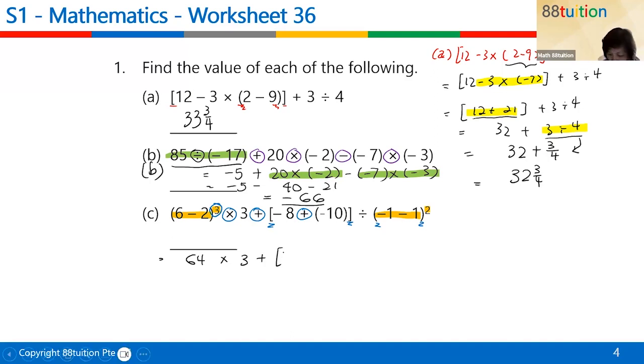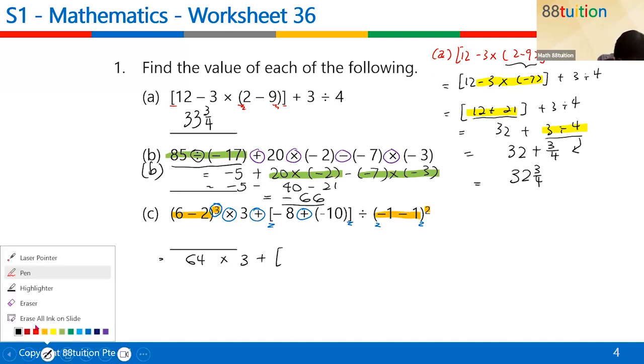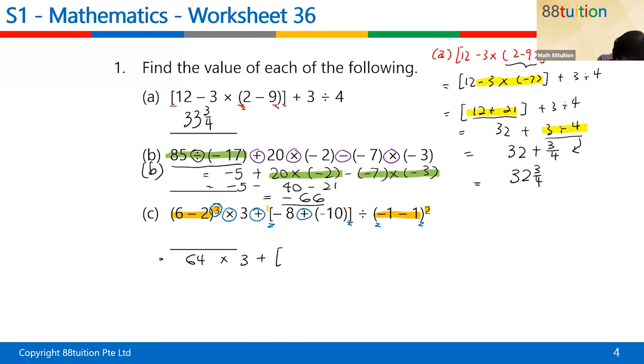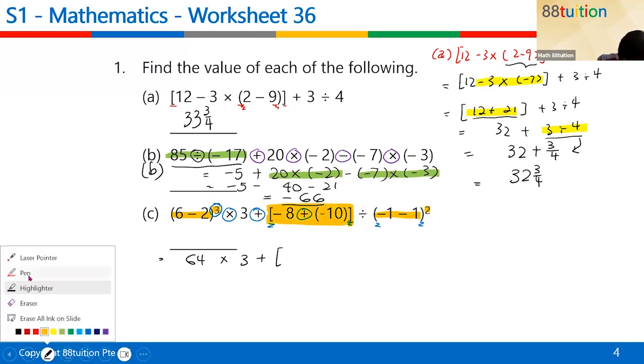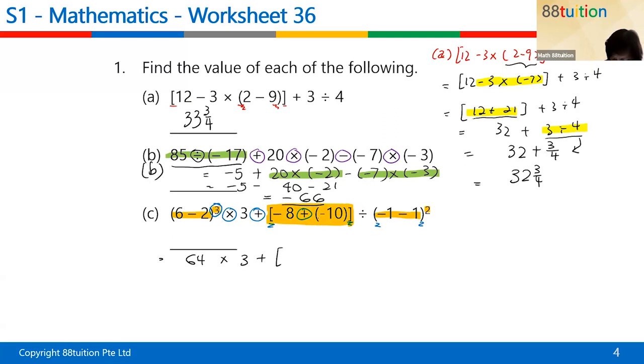Now, I also can do this bracket first, because this bracket must come first. Then I want to do this. Minus 8 minus this, I have minus 18. Divide by. Now, this thing is minus 1 equal minus 2. So you have bracket power of 2, which is negative 2 multiplied by negative 2, which will give you a positive 4.